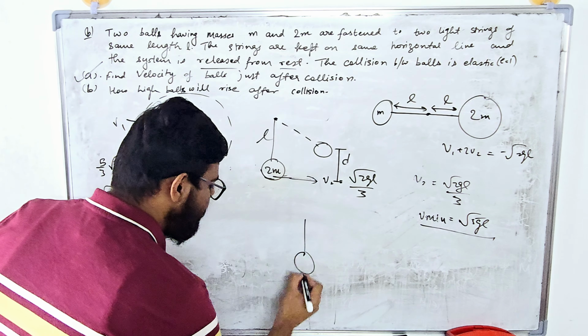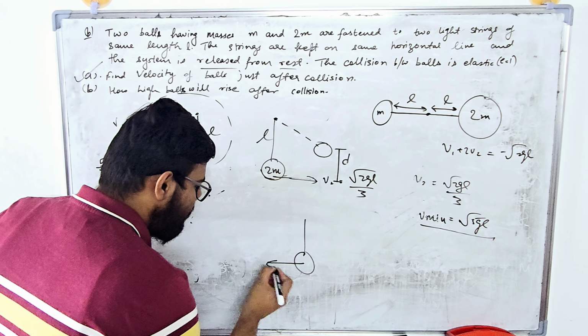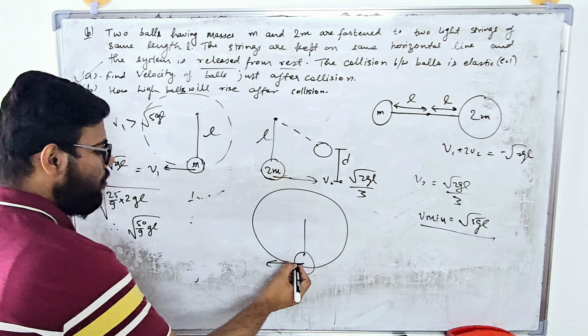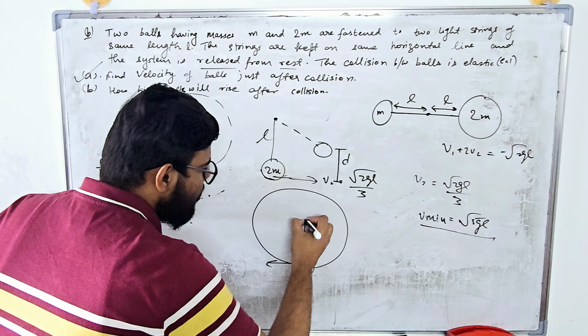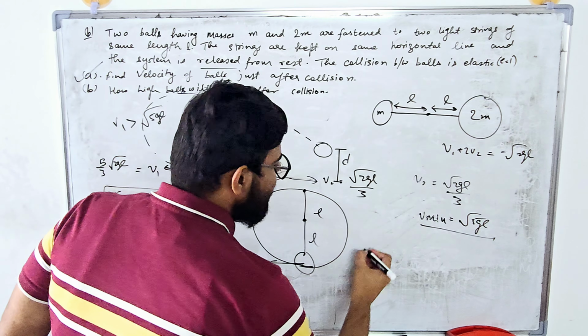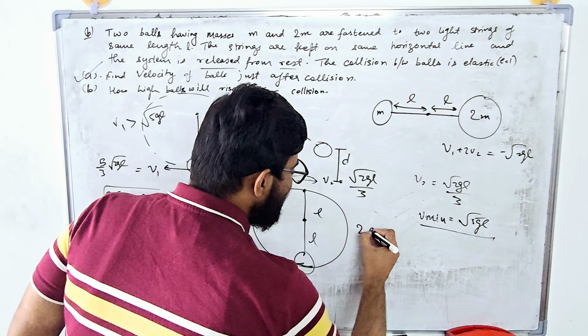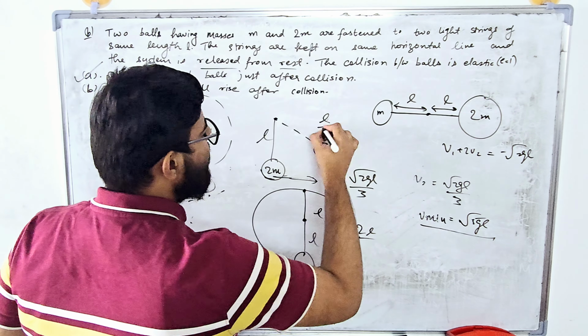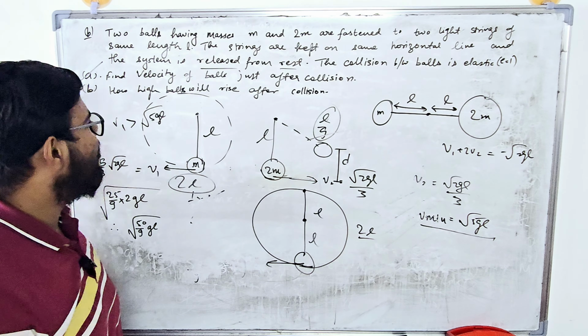So this was the pendulum. We have given it a velocity, so it is completing the vertical circle. Hence this L and this L, it can't go beyond that. So in this case the maximum height is 2L, and in the other case it is L by 9, right? So this is the answer of these two parts.